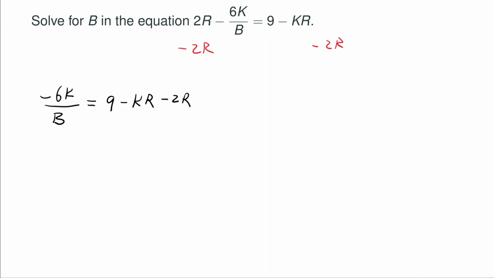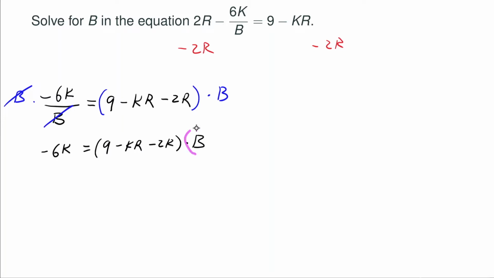The way we look at this is that the right side is one entire expression. So we multiply both sides by b like this, so that these b's cancel out. And what we are left with is negative 6k equals the entire thing, 9 minus kr minus 2r, times b.